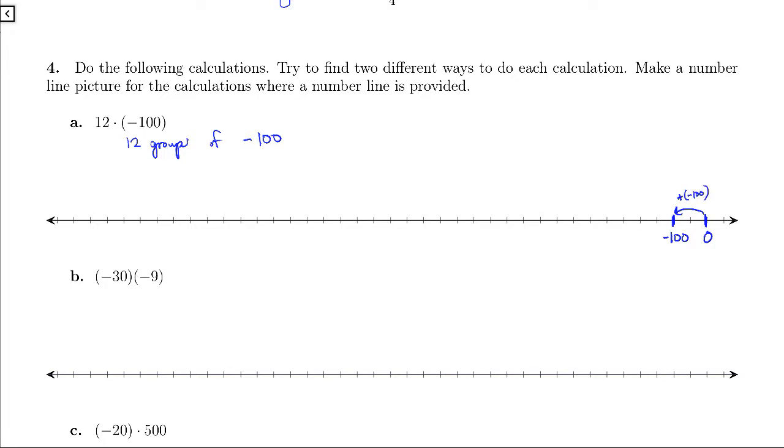And I'm going to add up 12 groups of that. So here's another group of negative 100 and another group of negative 100. And I'm going to do 12 of those, adding up 12 groups of negative 100. So this would be negative 200, 300, 400. I'm going to label every 500. Negative 500, 600, 700, 800, 900, negative 1,000.